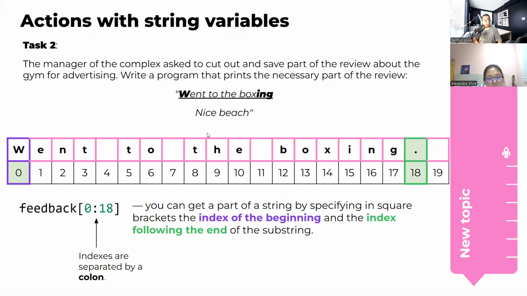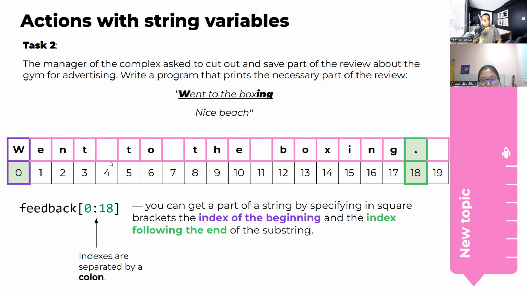Okay, now let's learn about the next function of the slicing method. This is why it's called slicing, because you can cut a part of a sentence. If you want to show some part of it, you can use this method. Let's say that you have a sentence, went to the boxing and nice pitch, and you want to print only went to the boxing, not until the end. So how to do it?